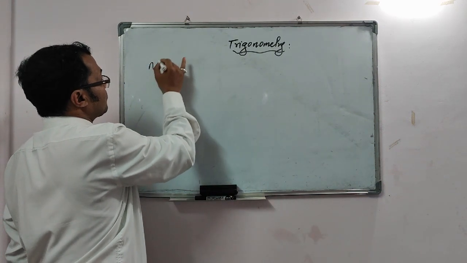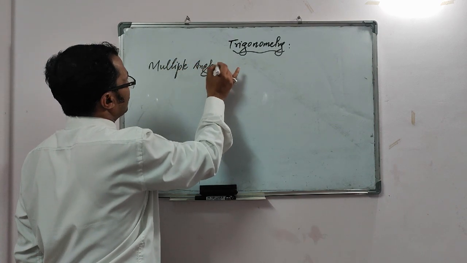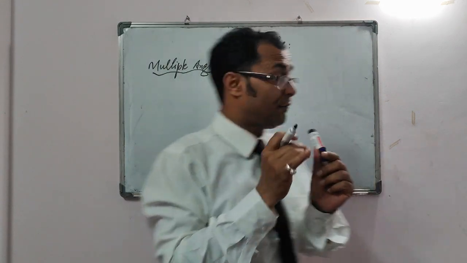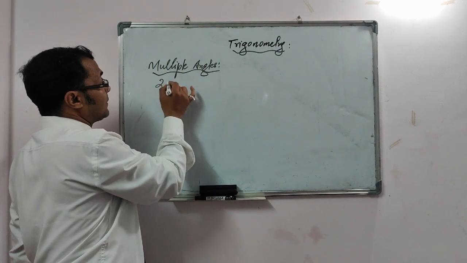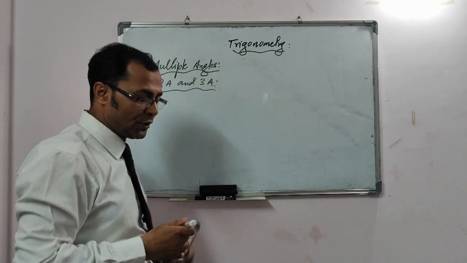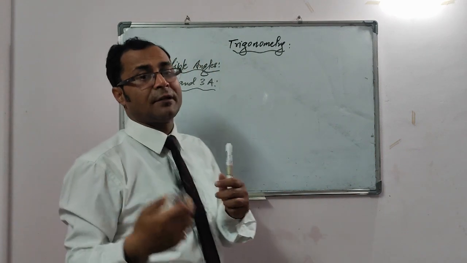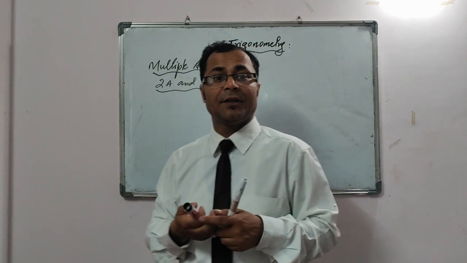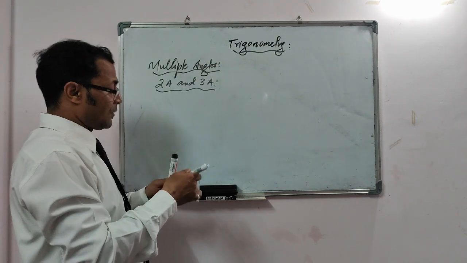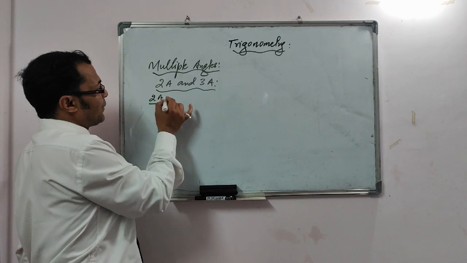Multiple angles. In multiple angles, what you have to know are the basic formulas for double angle 2a and triple angle 3a. Once you know this, then from this you can find lots of angles, like sine 4a, sine 8a, likewise cos 6a, cos 9a, all these formulas you can make by yourself. Alright, so have a look at 2a. Let's go for 2a first.